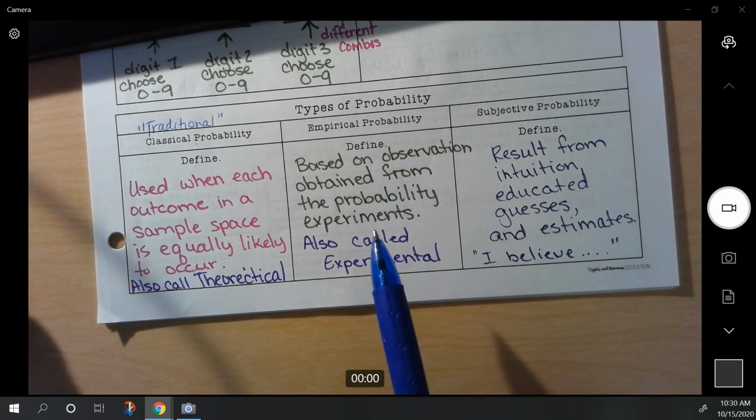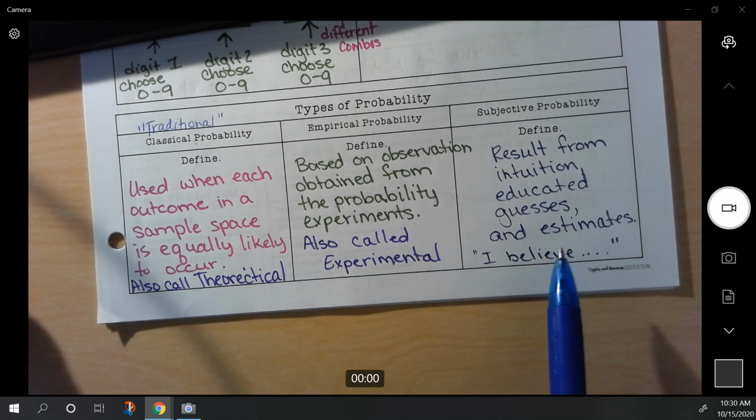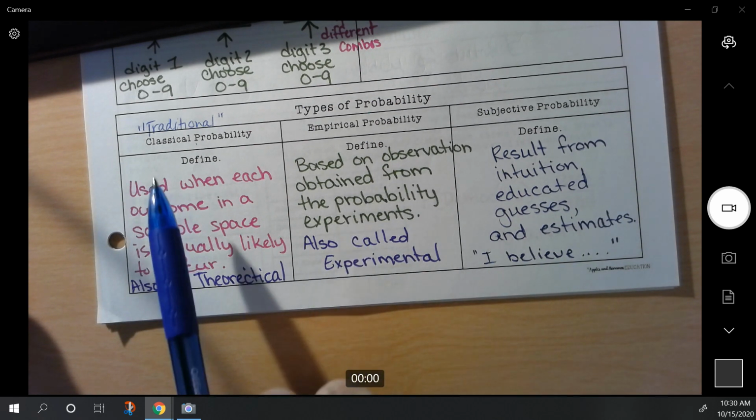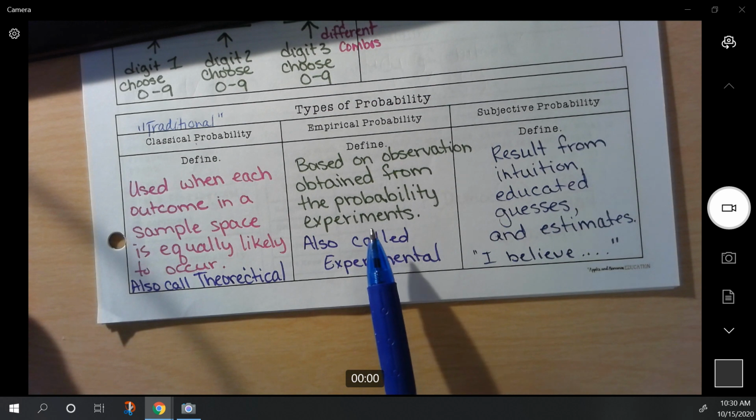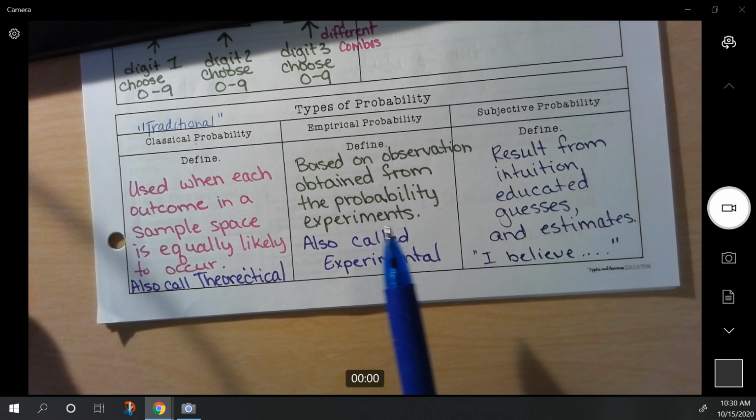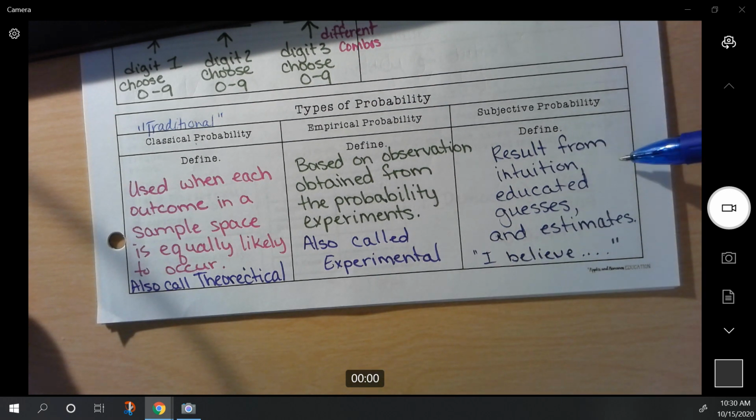Empirical probability involves experiment. You physically have to flip the coin and you record your responses each time. What you'll find is classical and empirical don't necessarily match. Because the theoretical says that you have a 50% chance of getting heads, you would expect the coin to flip on heads, the next time on tails, the next time on heads, etc. That doesn't happen.